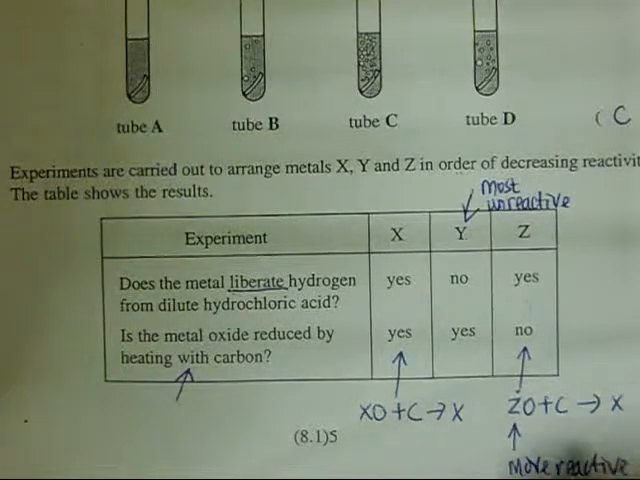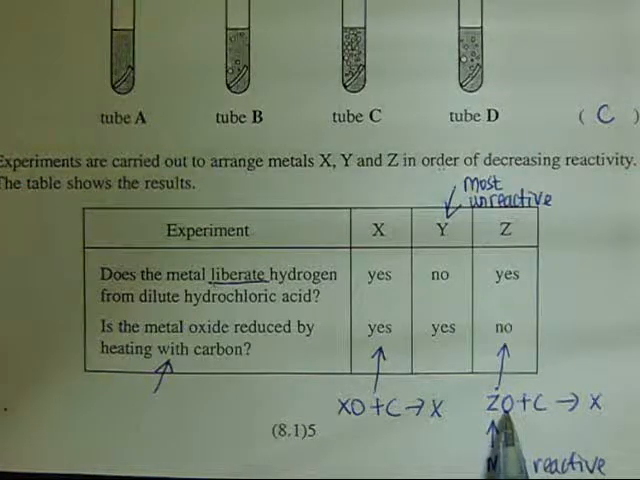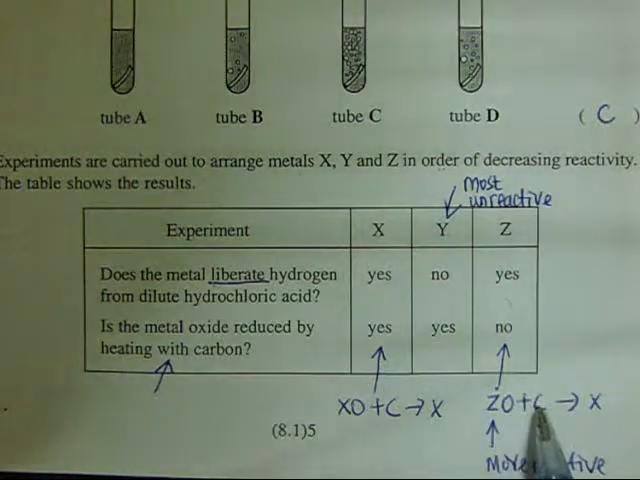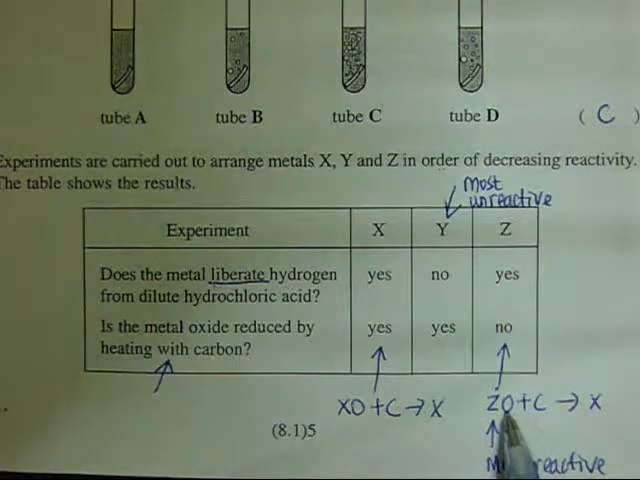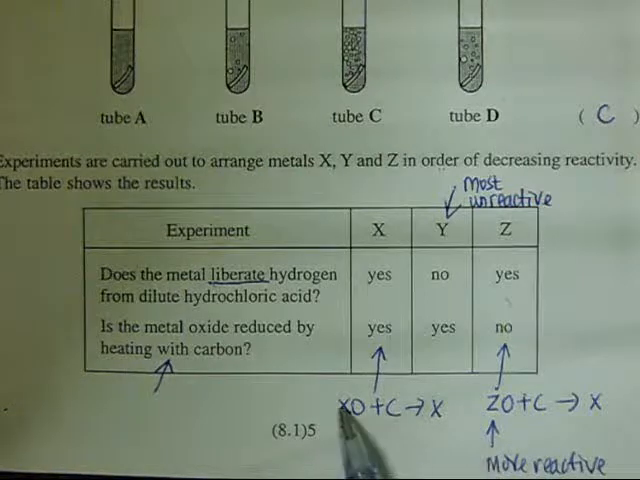Why is Z more reactive? Because Z must be more reactive in order for it to hold on to the oxygen and not let the oxygen go away. So Z must be more reactive so that it would bond very strongly with oxygen, until a point whereby the carbon cannot strip the oxygen away from ZO. So Z is more reactive than X.